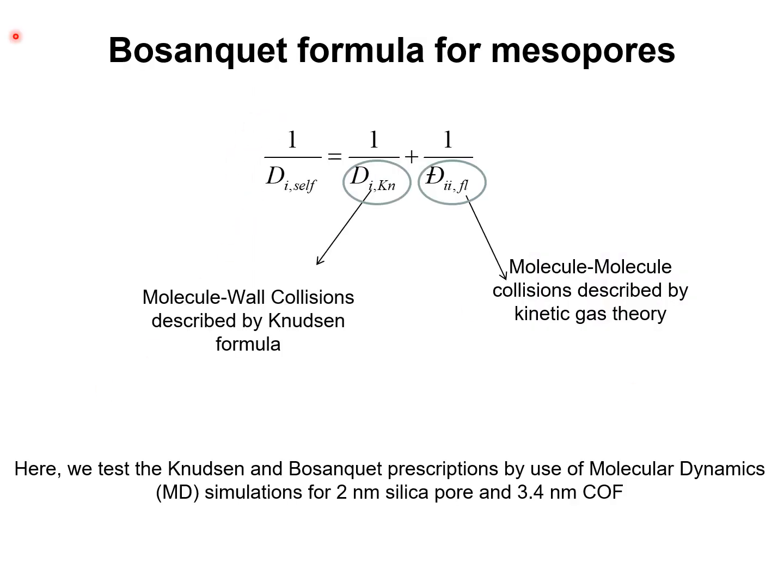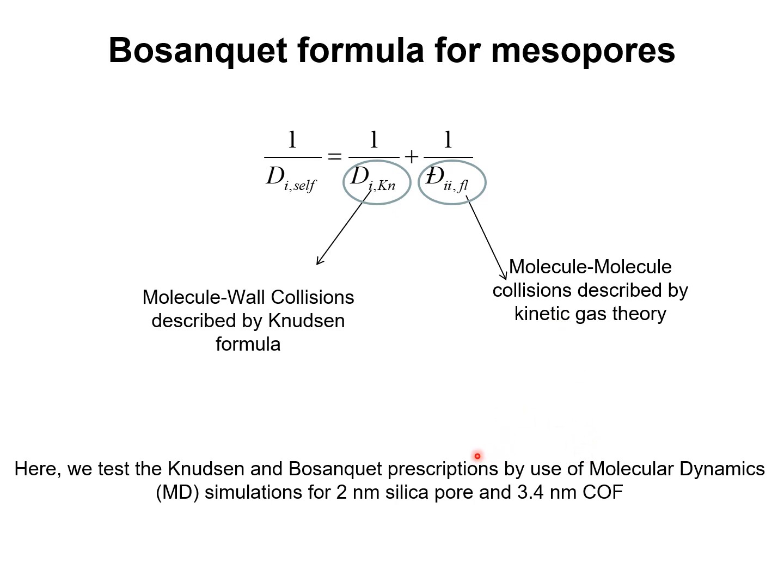In the literature, the formula for such a combination has been derived by Bosanquet, where the self-diffusivity of any gas molecule inside a mesopore is considered to be a sum of the resistance due to the molecule wall collisions and the resistance due to molecule collisions. The molecule wall collisions are described by the Knudsen formula, and the molecule-molecule collisions are described by the kinetic gas theory.